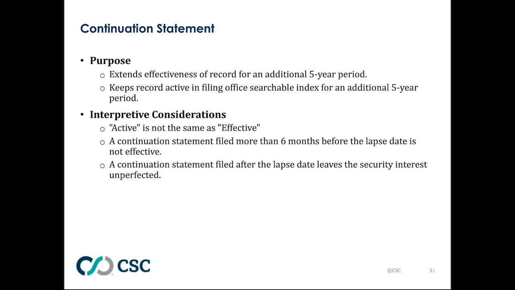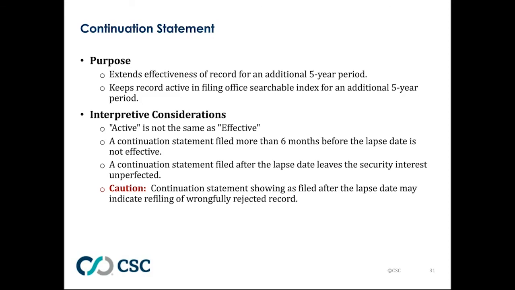So, thing to bear in mind here, a continuation statement showing it was filed after the lapse date could be an issue on the search, but it could also mean that a wrongfully rejected continuation was refiled after the lapse date and was treated as effective because a wrongfully rejected record is nevertheless effective. Some filing offices don't have the ability to backdate. So further investigation is required in these situations to determine whether a late filed continuation is effective or not.